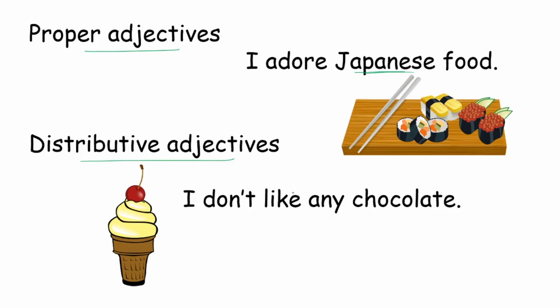Distributive adjectives. So distributive adjectives are used to single out a particular noun or a pronoun. So here, I don't like any chocolate. So the word any here shows that I do not like any of the chocolates present here. So this any singles out or points out each and every chocolate that is present here. So examples of distributive adjectives are any, each, either, every, neither, etc. So these are examples of distributive adjectives which are used to single out or point out a particular noun or a pronoun. So now I hope you're clear with the concept of adjectives and its types.